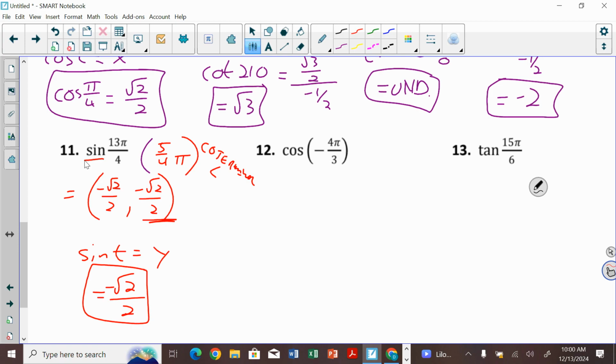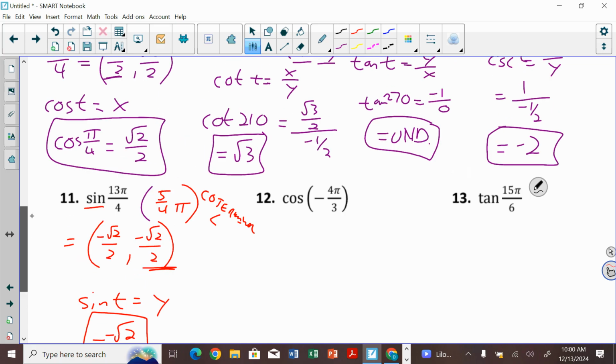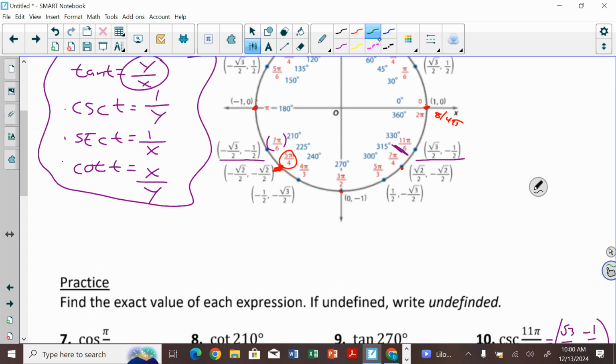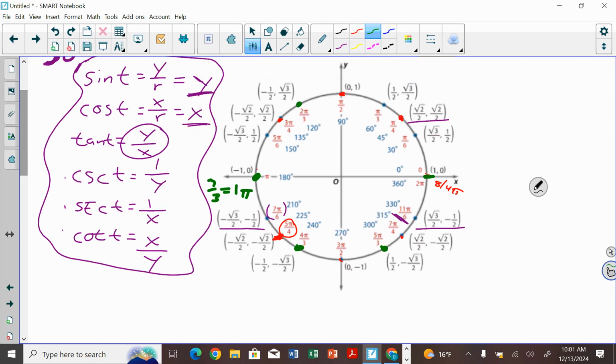All right, cosine of negative 4/3. So now we're going negative. I'm going to look at this part here and count. If I'm going negative 4/3, this would be my starting point. Oops, my bad, I messed up on that. Let's go in with 6s. So here would be my 1/3. 2/3 would be here. 3/3, because 3/3 is equal to 1 pi. And then if I'm going 4/3, that would take me up here. So it's actually going to be equivalent to 2/3 pi.